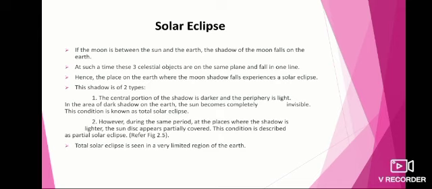However, during the same period, at the places where the shadow is lighter, the sun disk appears partially covered. This condition is described as partial solar eclipse. Refer to figure 2.5. Total solar eclipse is seen in a very limited region of the earth.